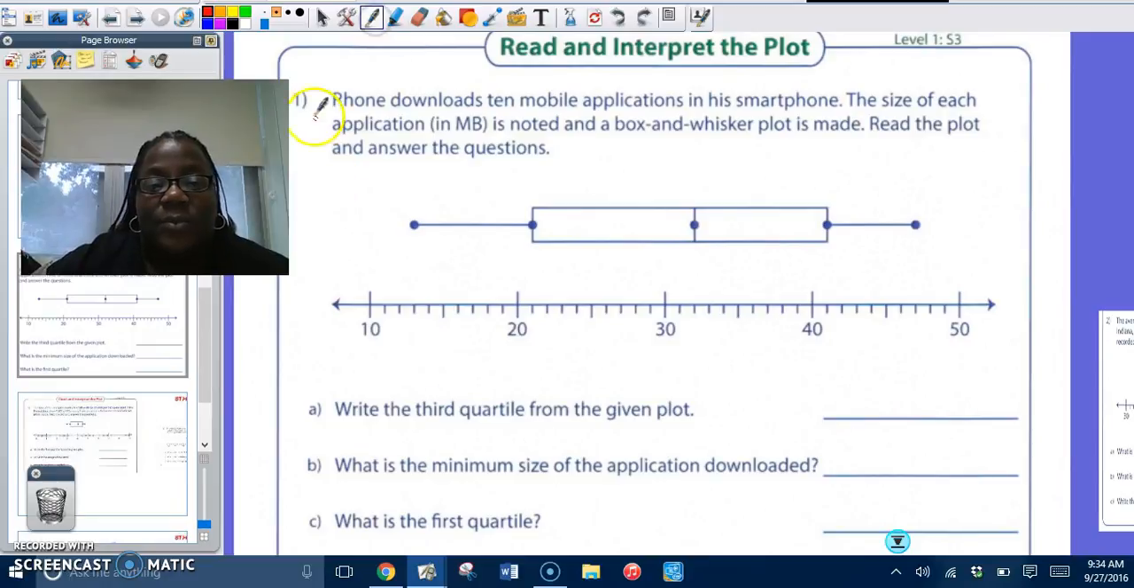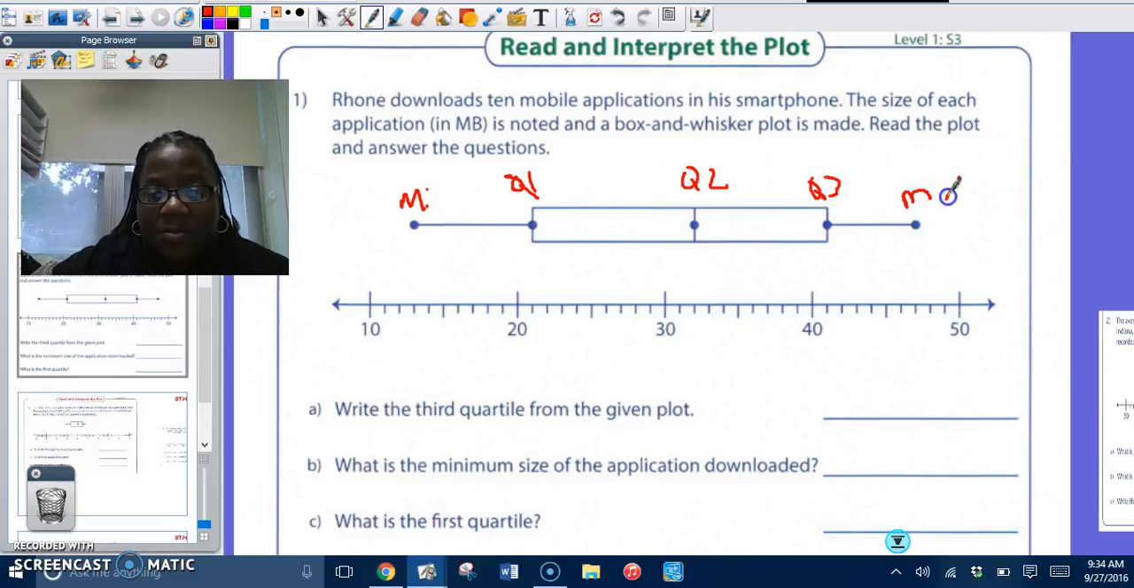All right, let's read. Roam downloads 10 million applications in his smartphone. The size of each application in megabytes is noted and a box and whisker plot is made. Read the plot and answer the questions. Let's label these. Remember, this represents the minimum number. This represents quartile 1. This represents quartile 2, quartile 3, and the maximum number.